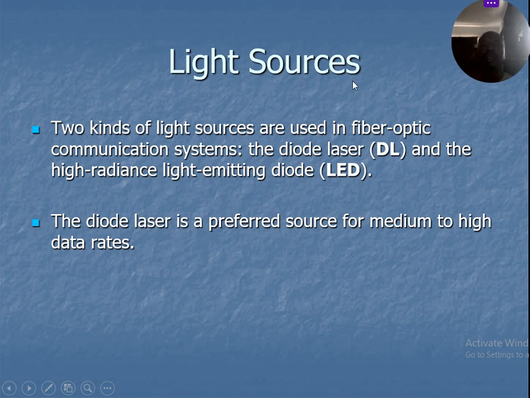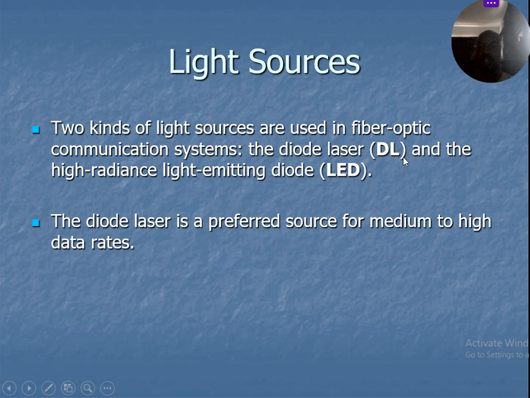First of all, we look at the light sources. What are the components that provide the optical light for optical transmission? Number one is the laser. We talk about laser and LED. These are the two highly used optical components that we use to generate the light source in optical fiber communication. The first one is actually called the diode laser.